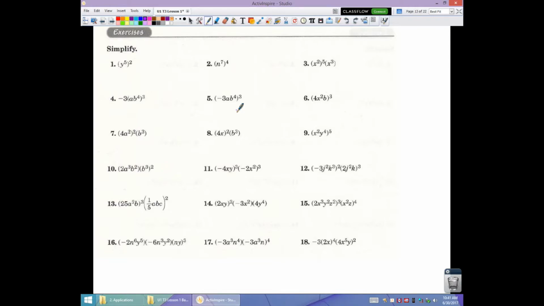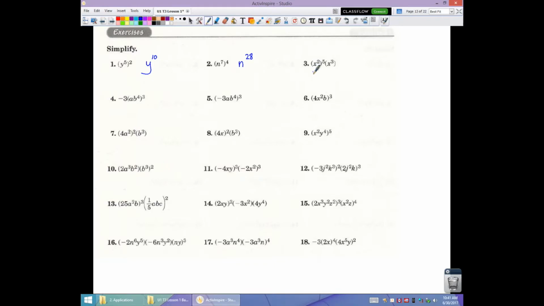All right, so on another set of practice problems here, we're going to raise a power to a power. In number 1, so y to the fifth squared, we multiply those exponents, that's y to the 10th. Number 2, n to the 7th raised to the 4th is n to the 28th.